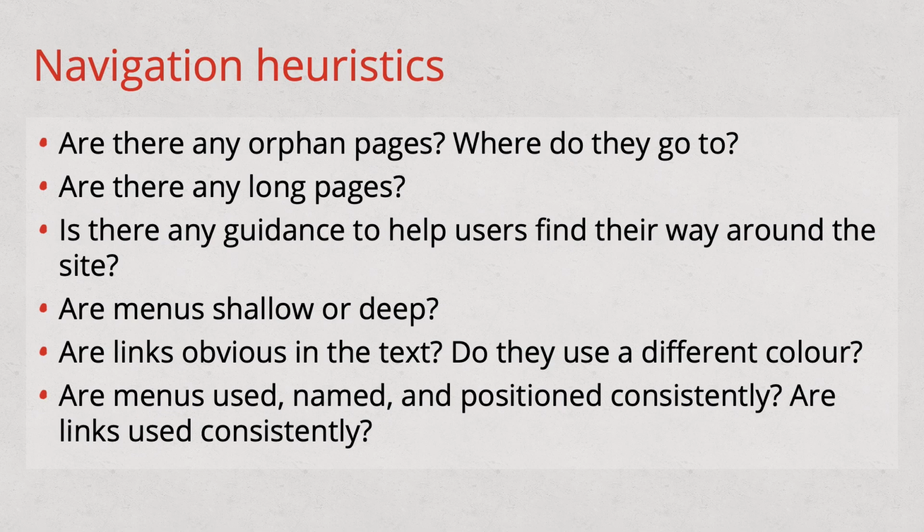Since 2014, scrolling websites have been very, very common because they're easier to use for mobile devices, which Cogdill and other heuristics writers couldn't predict 7 years in the future. Is there any guidance to help users find their way around the site? Yes. Are the menus shallow or deep?